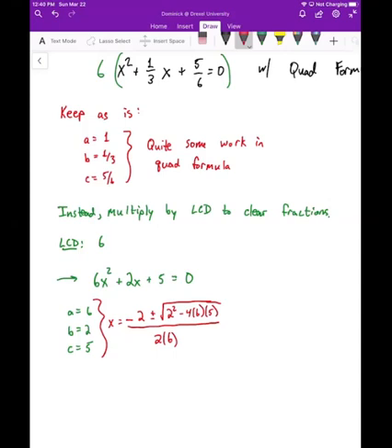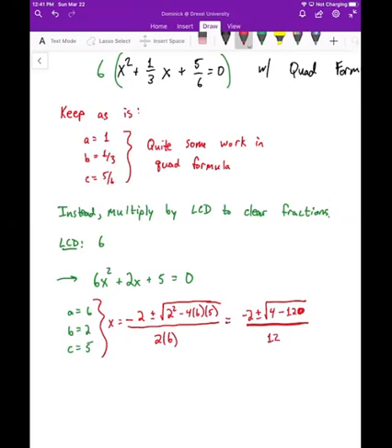So now if we simplify, we get negative 2 plus or minus the square root of 4 minus, and then I have 4 times 6, which is 24, and if I multiply that by 5, I believe that would be 121. You can also do 4 times 5, which is 20, so we actually get 120. Sorry about that. So 120. And then all over 2 times 6, which is 12.